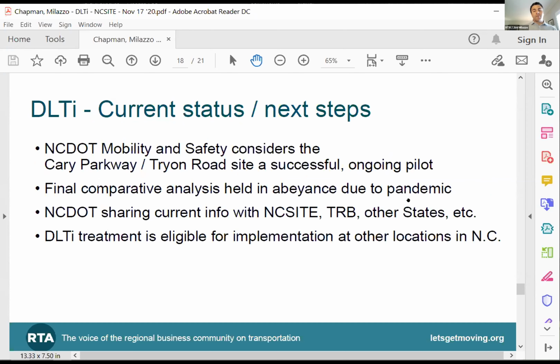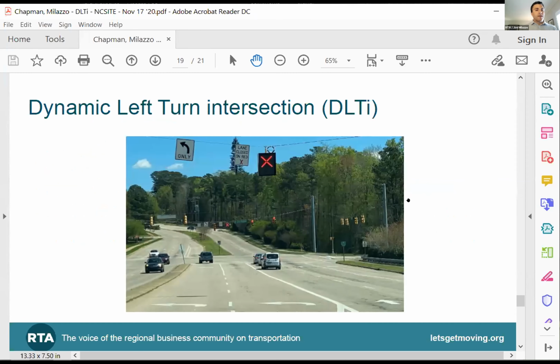The department is sharing information with this organization here, with TRB. Other states are asking about it. It is eligible for implementation in other locations now, so that is positive. So there's a final view of it. Again, that's the location in Cary.